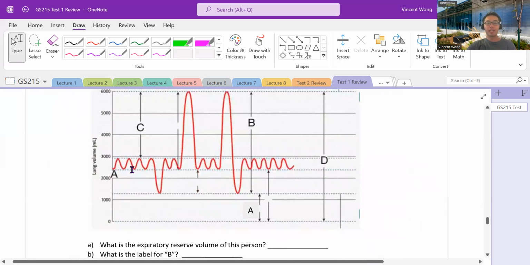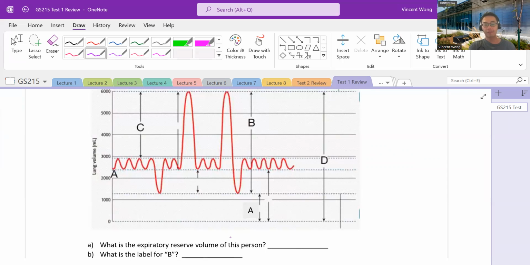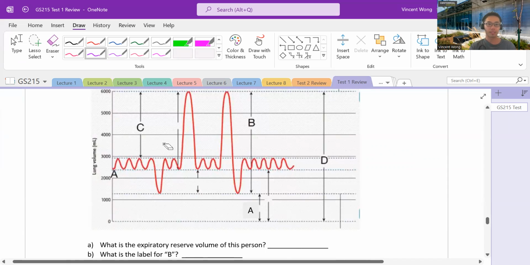Okay, so this is the breathing graph, as you know, right? Your tidal volume, and so on and so forth. What is the expiratory reserve volume for this person? The expiratory reserve volume is the volume of air that you can exhale after a regular exhalation. So how much more air can you breathe out after your normal breathing out, so to speak? That is the expiratory reserve volume, this part right here.